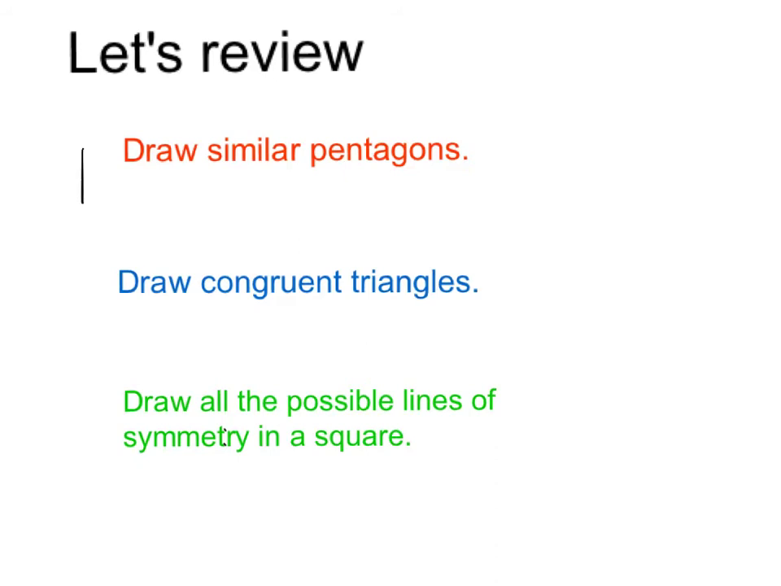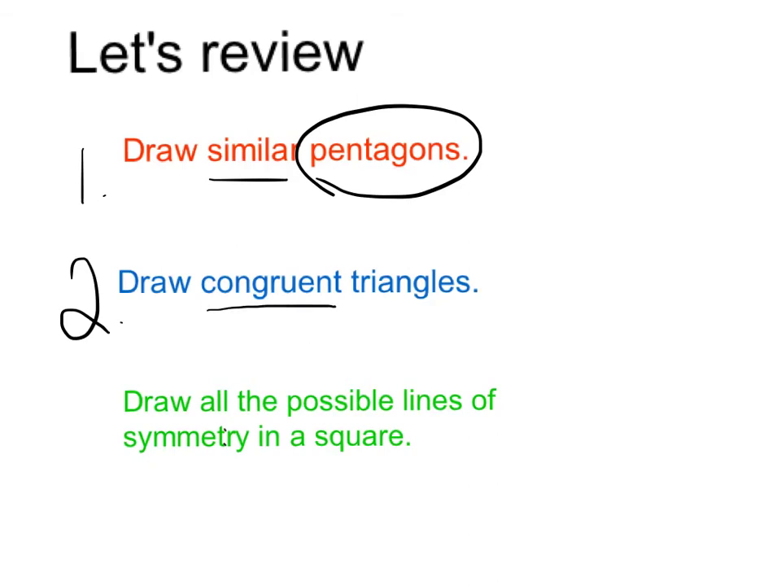The first thing I want you to draw is similar pentagons. So the first thing that you're going to need to know is what is a pentagon, how many sides does a pentagon have, and then what are similar pentagons. What does similar mean? So draw 2 similar pentagons. The second thing I want you to do is draw congruent triangles. So you're going to need to know what congruent is and what a triangle looks like, and draw a set of congruent triangles.